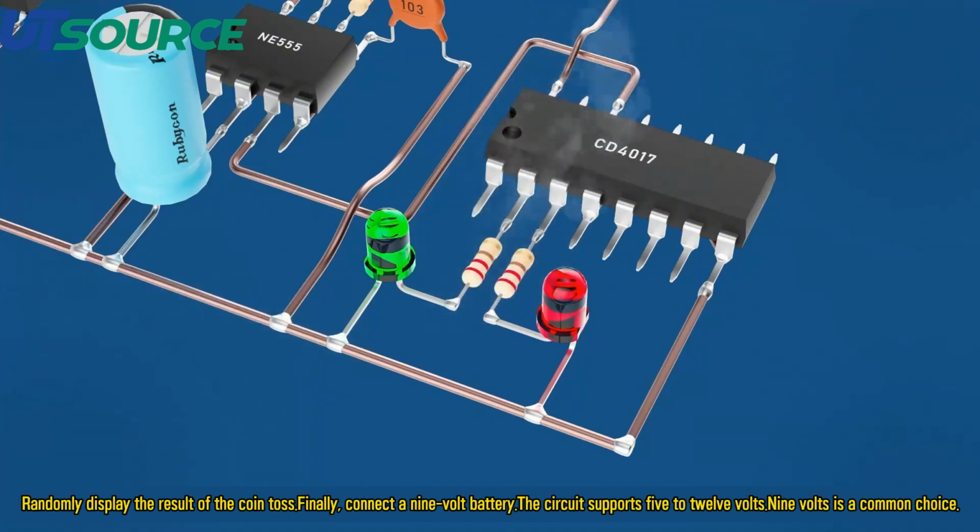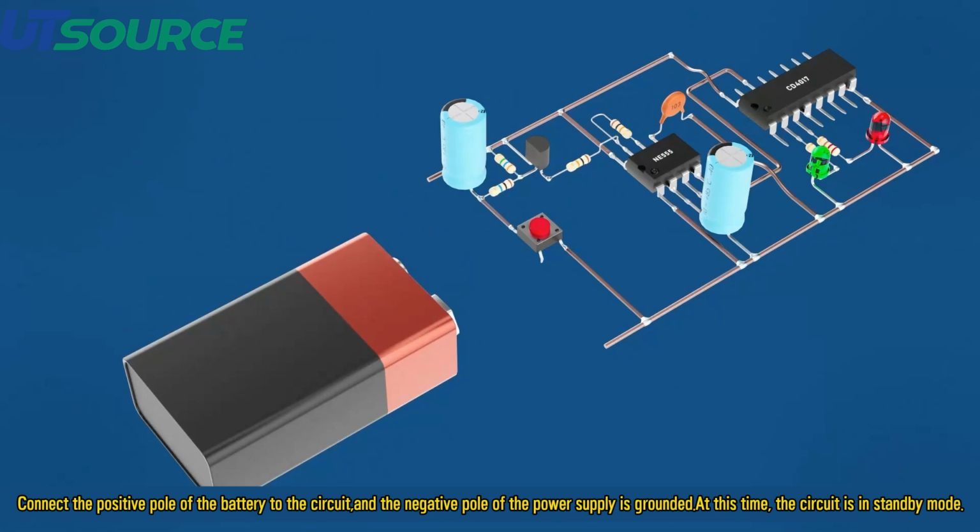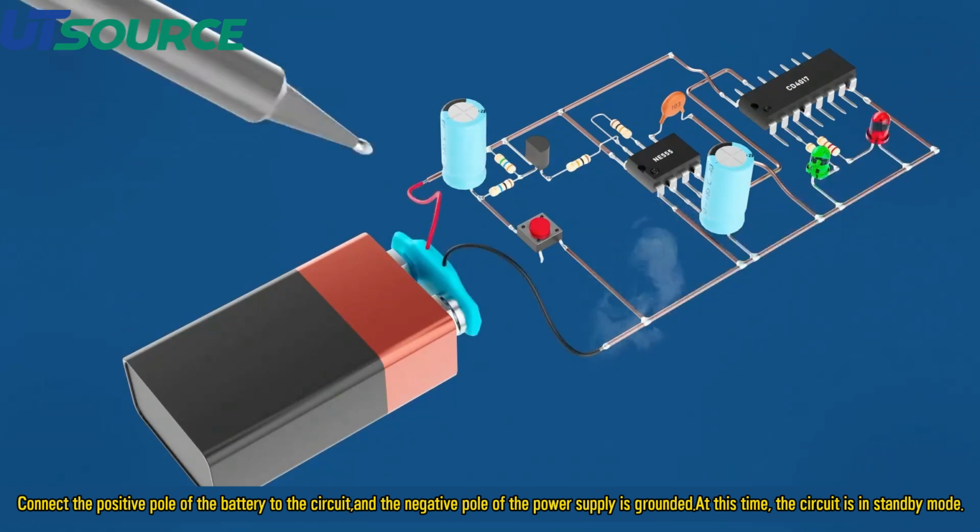Finally, connect a 9-volt battery. The circuit supports 5 to 12 volts, and 9 volts is a common choice. Connect the positive pole of the battery to the circuit, and the negative pole of the power supply is grounded. At this time, the circuit is in standby mode.